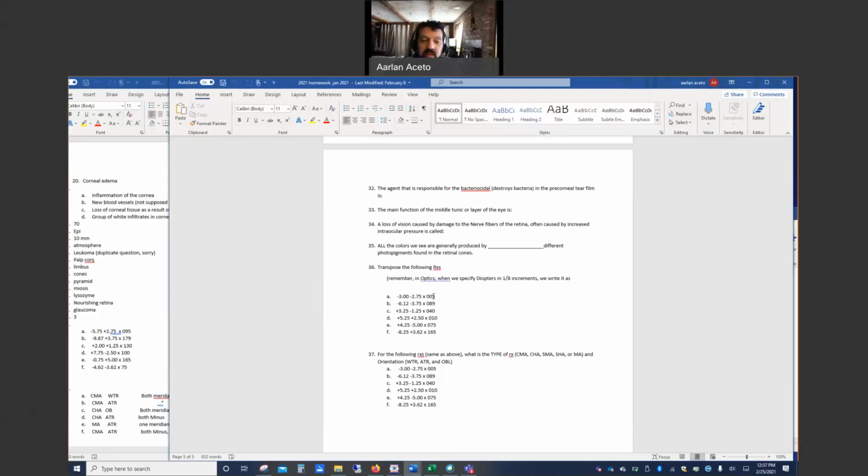sphere and cylinder algebraically. So a -3 and a -2.75 together are a -5.75. Change the sign of the cylinder, so it would be -5.75 plus 2.75, and then change the axis by 90. Well, 90 degrees away from 5 is 95.